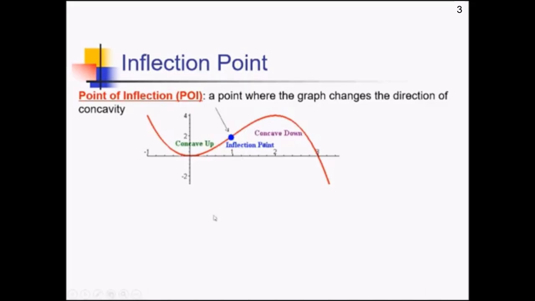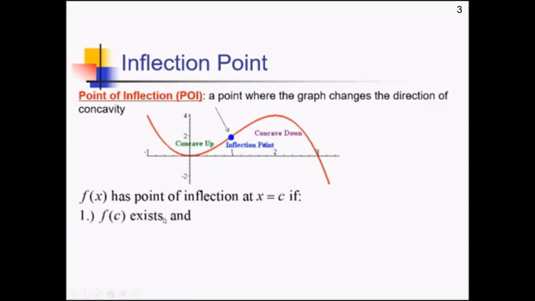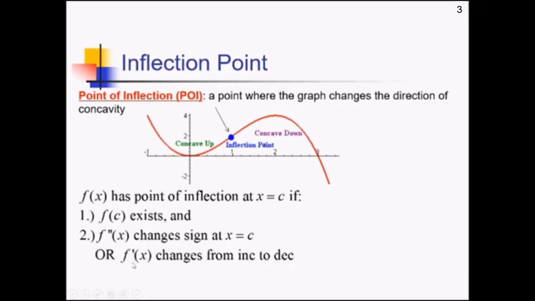So we say that a point of inflection exists for f of x at x equals c if the following two conditions are met. First off, it has to be a point. In other words, f of c has to actually exist. And the other big condition is that f double prime has to change signs at x equals c. So this is our way of representing concavities with f double prime. Now, alternatively, you can meet this condition if f prime changes directions, from increasing to decreasing or decreasing to increasing, because this would also represent a change in sign for f double prime.